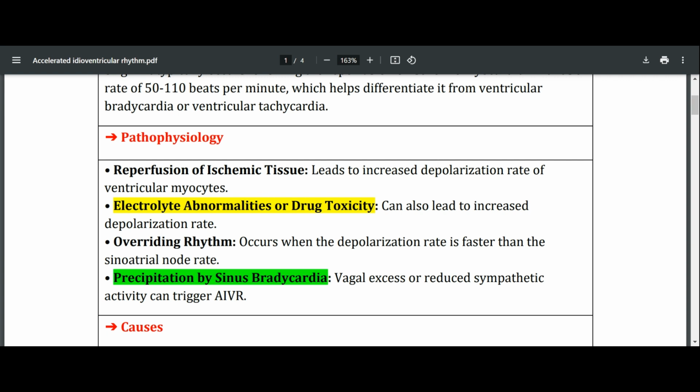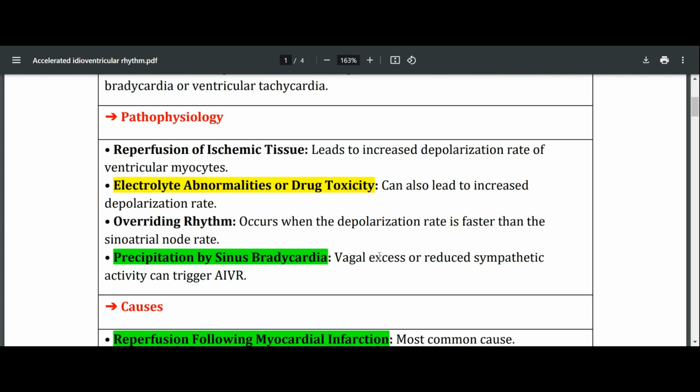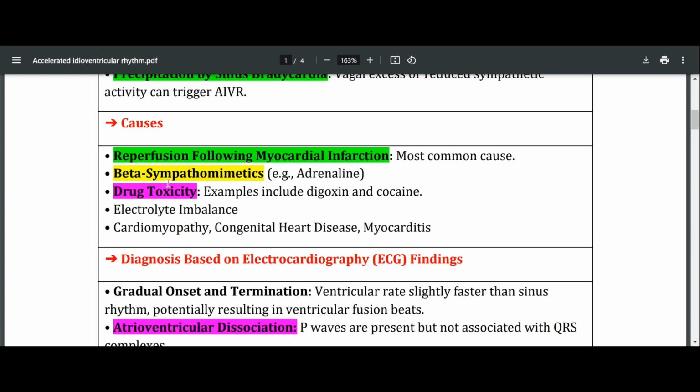Basically, this is an overriding rhythm which occurs when the depolarization rate is faster than the SA node rate. It is precipitated by sinus bradycardia, like vagal excess or reduced sympathetic activity. What are the most common causes?